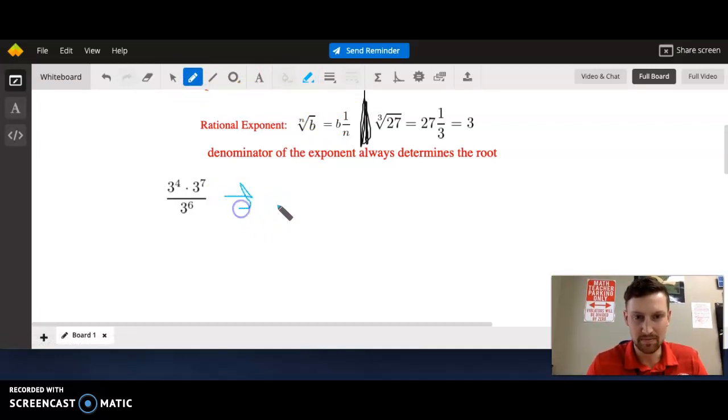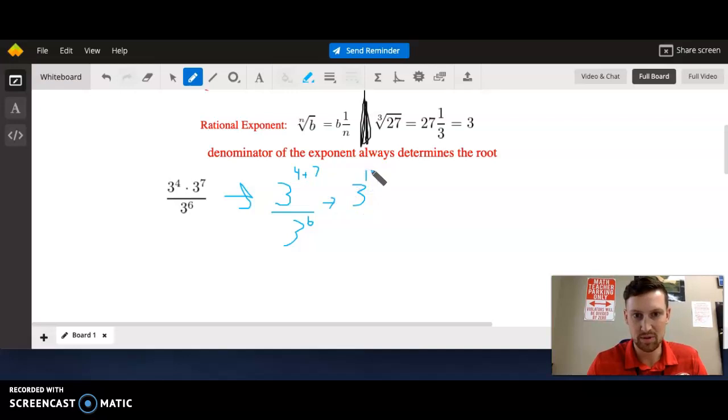So essentially, it's supposed to be an arrow. 3 to the 4th times 3 to the 7th over 3 to the 6th. Obviously all the same base. So what we're going to do first is add the exponents. We're going to say 3 to the 4 plus 7 over 3 to the 6. So we get 3 to the 11th over 3 to the 6th.